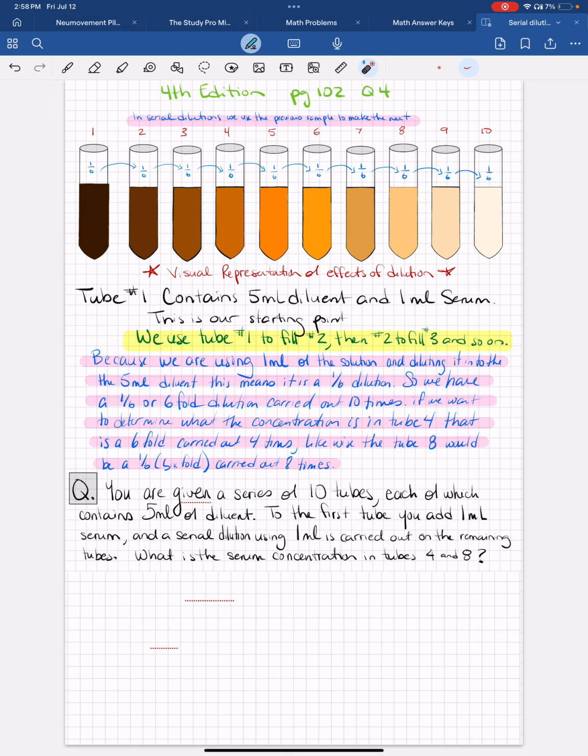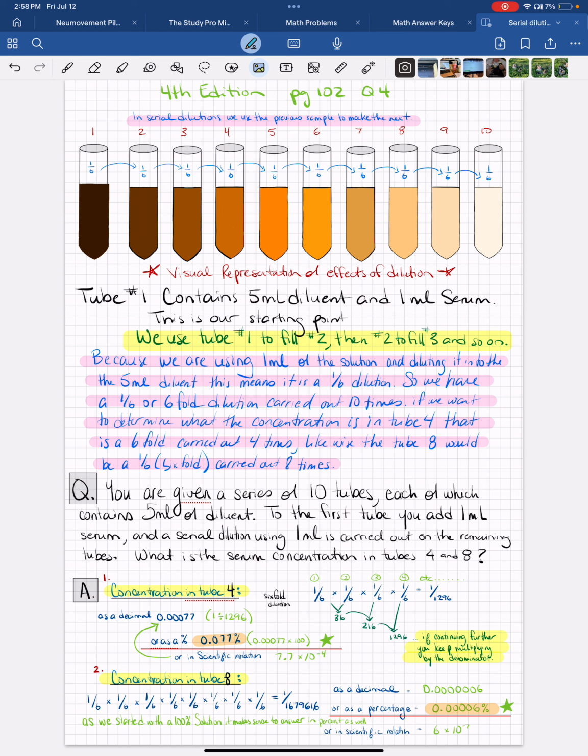So, excuse me. Let's answer these questions. What are the concentrations in tubes 4 and 8? Okay, so here we can see that tube 4 is what we're looking at, and you can see that the serial dilution that we talked about, 1 in 6, is going to be carried out 4 times, okay? So what does that mean?